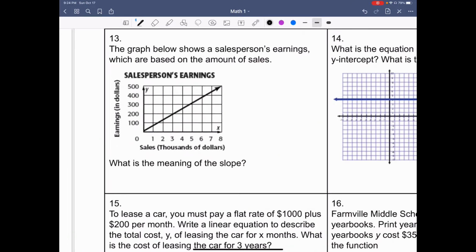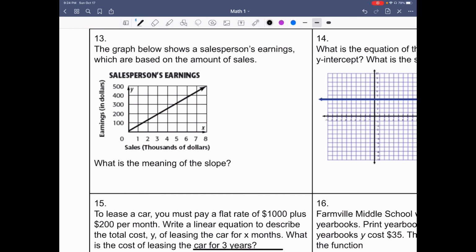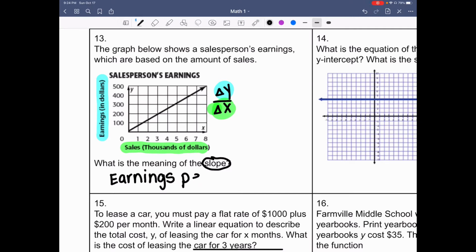All right, number 13, the graph below shows the salesperson's earnings, which are based off the amount of sales. So they want to know the meaning of the slope. So again, slope is going to be your change in y over your change in x. So my y value is earnings. My x value is sales, which we're going to write as earnings per sales. And of course, the only other thing I would make sure to pay attention to is if it were to describe it further, earnings is in dollars and then sales is in thousands of dollars. So that might make a big difference in the way that they word it.